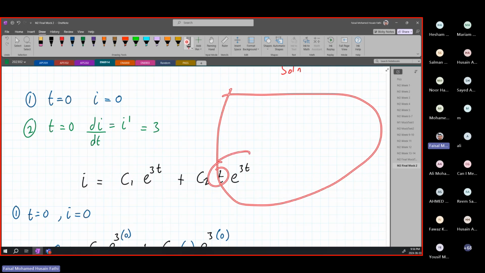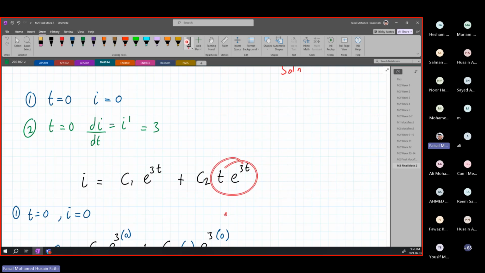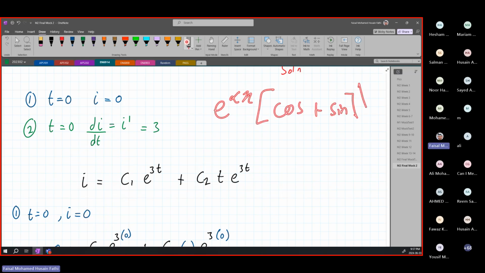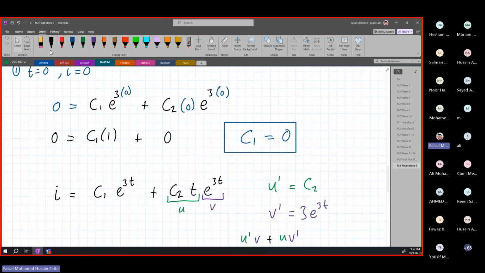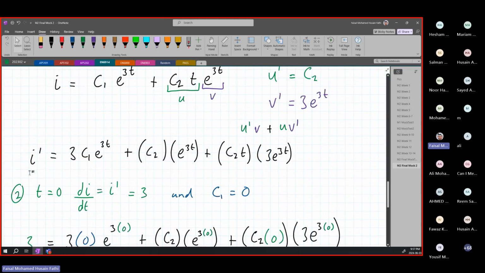For this one, for the t e^3t, all right? So this case, because we have t, which is a function, or C2t, which is our first function, and then we have e to the power 3t, which is our second function. All right, so this is the first time. The other time you will use it is when you have e^(alpha x) cosine plus sine. In this case as well, you will be applying it. Okay, so those are the two times you'll be using this.